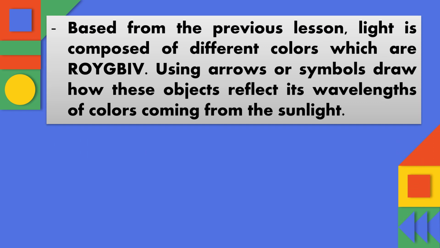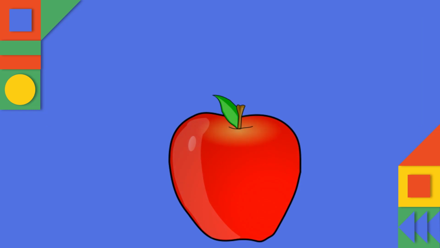Based from the previous lesson, light is composed of different colors, which are Roy-G-Biv, or the rainbow. Using arrows or symbols, draw how these objects reflect the wavelengths of colors coming from the sunlight. So for example, we have here an apple. Now, apple is color red.